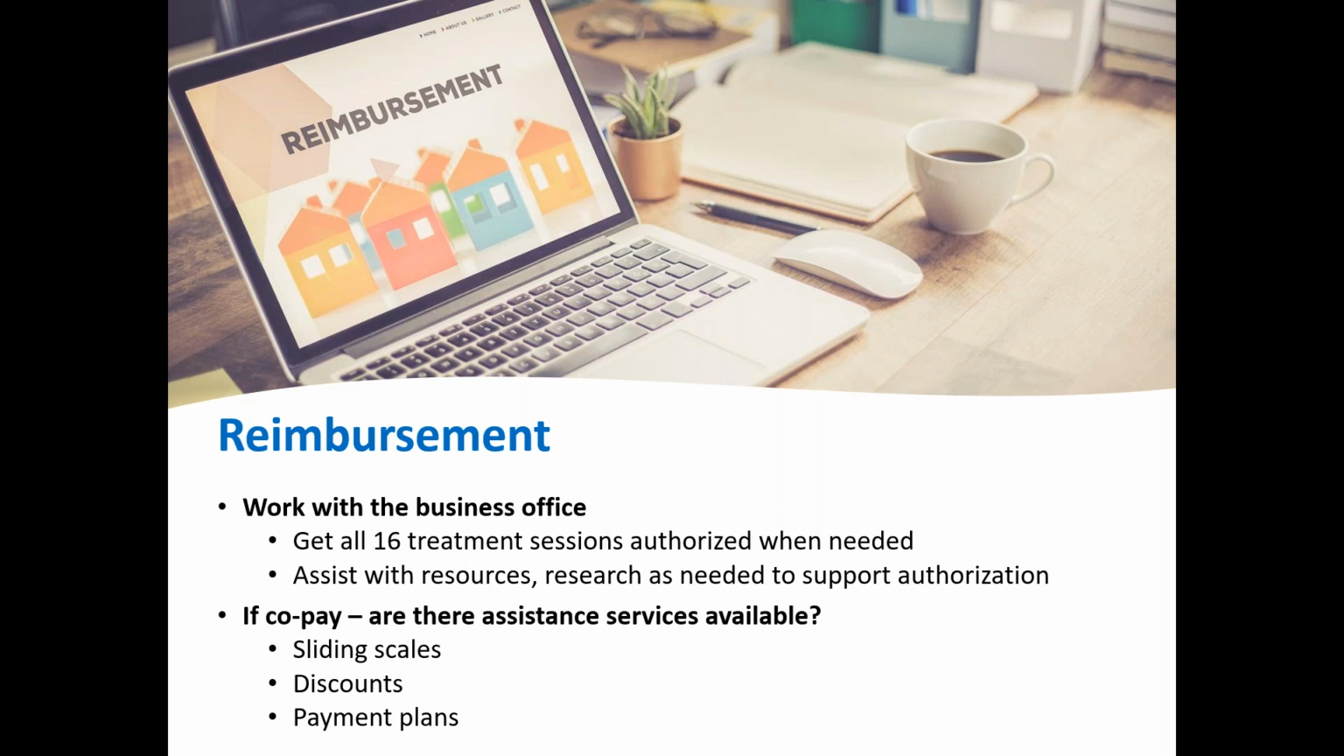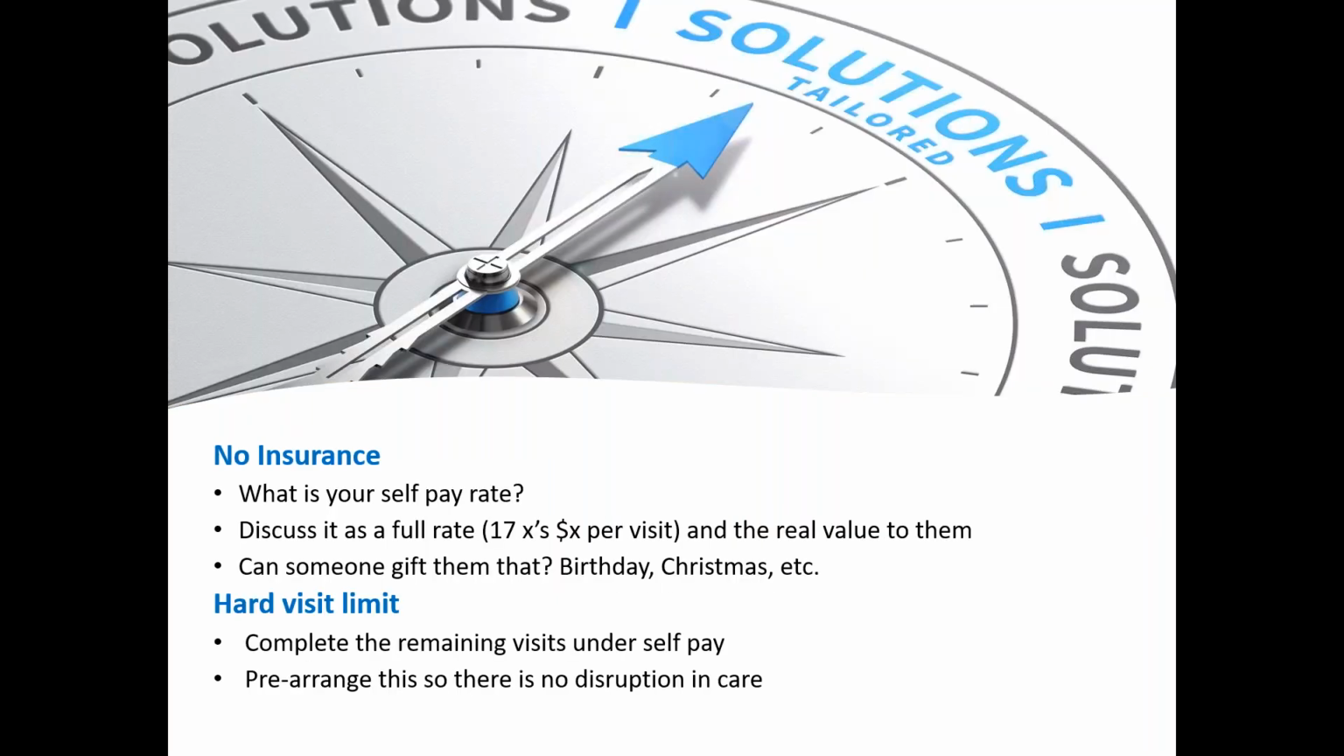If a patient does not have insurance, think about what your self-pay rate is. Is that matching other providers in your area? You can also discuss the option as a full rate. So maybe you have 17 sessions times whatever your per visit rate is, and then they'll see what the real value is to them. Maybe this could be a gift, so maybe they ask for this for their birthday or for Christmas. If there is a hard visit limit, you could complete the remaining visits under self-pay, and you would want to prearrange this so there's no disruption in care.